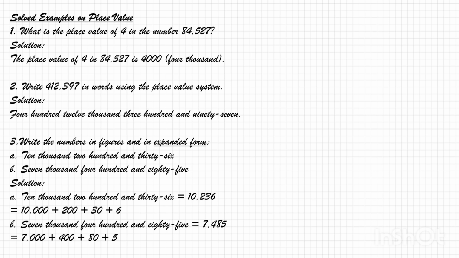412,397. Write the numbers in figures and in expanded form. A. 10,236. B. 7,485. Solution. A. 10,236 is equal to 10,000 plus 200 plus 30 plus 6. B. 7,485 is equal to 7,000 plus 400 plus 80 plus 5.